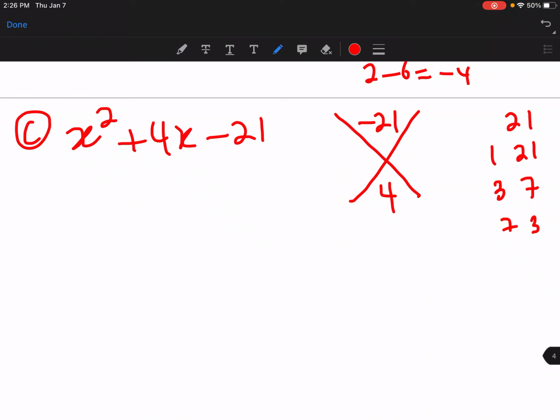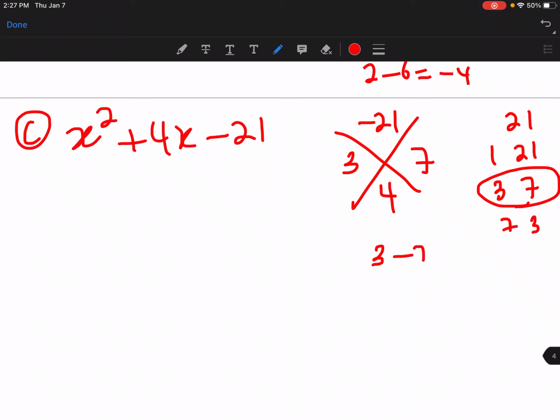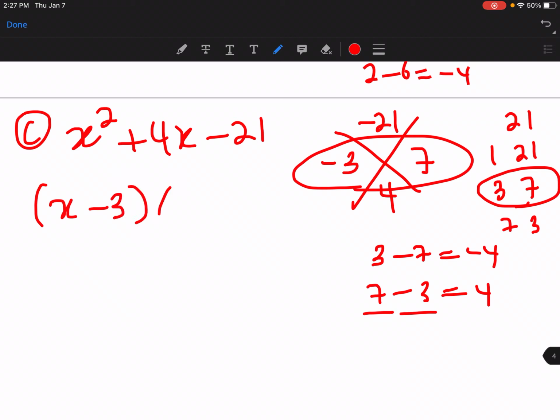By looking at this, I can see that 3 and 7, if I subtract, will give me a 4. Now I need to figure out which one will be negative. 3 minus 7 gives me negative 4, and 7 minus 3 is a positive 4. So my 7 has to be positive and 3 has to be negative. Therefore, my answer is x minus 3 and x plus 7.